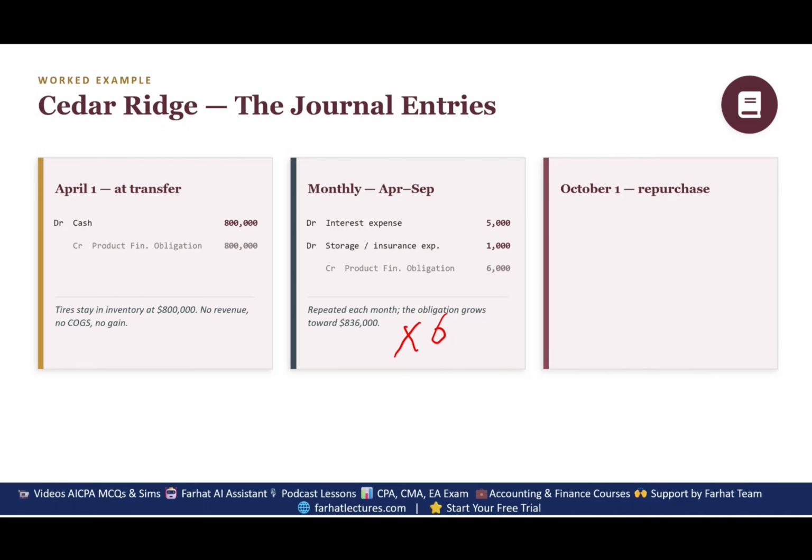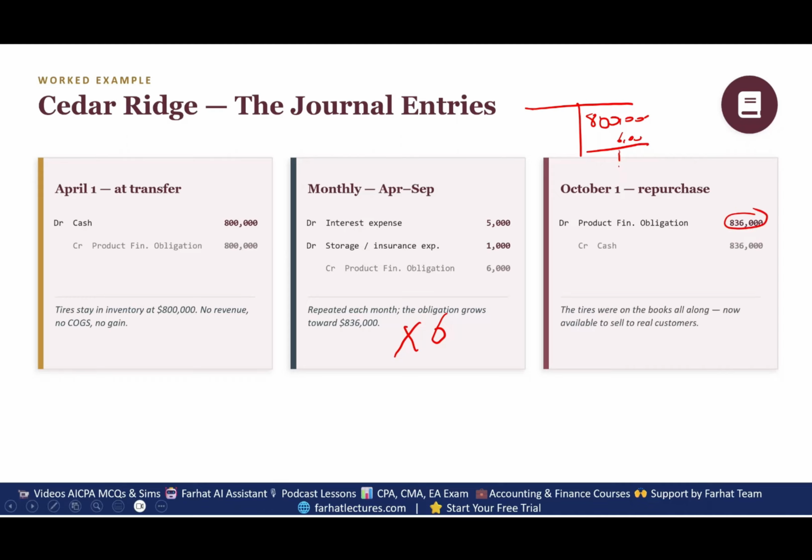On October 1st, what's going to happen is we're going to cut the check for $836,000. By the time we get there, remember this obligation, it started at $800,000. Then over 6 months, we added $6,000 every month. By the time we get there, it's going to be $836,000. We remove the obligation. The tires were on the books all along. There's nothing to worry about.